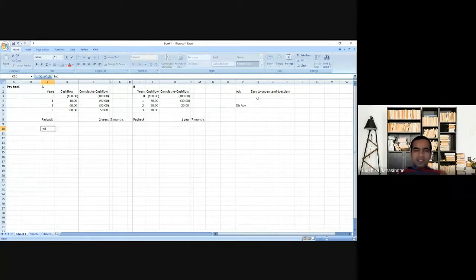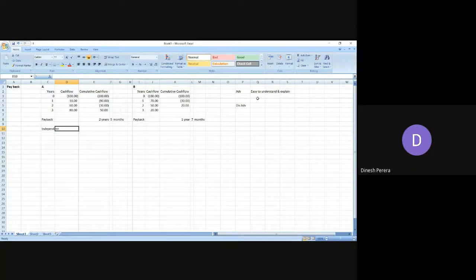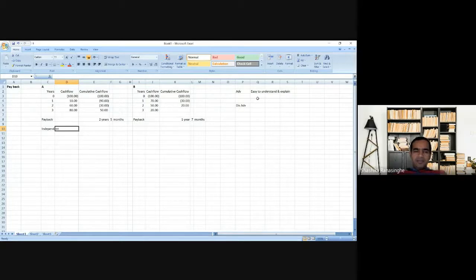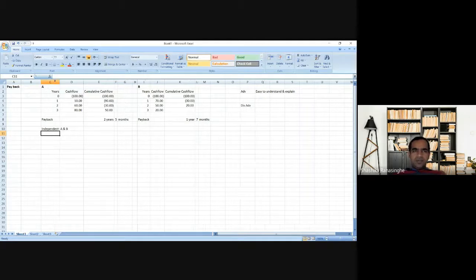Okay, what if the projects were independent? Which project will you pick? B. Both. Yeah, very good. You can pick A and B, right? Because both will eventually break even. So you can pick both.